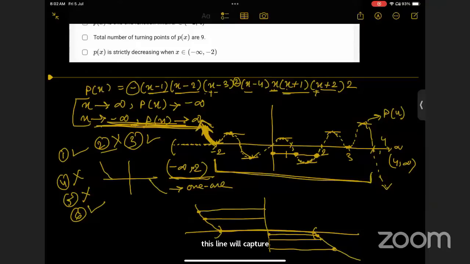No, it's cutting at more than 2 points, right? Like 1, 2, 3, and 4. Actually it's more than 1 point. So at least 2 points we have. That means we have 2 different images. That means it's not 1-1.